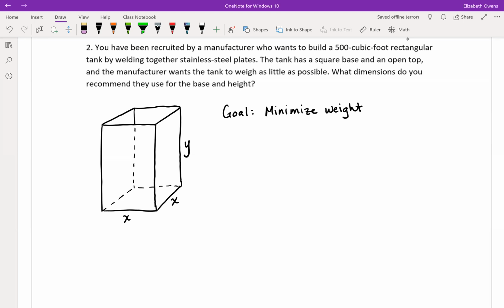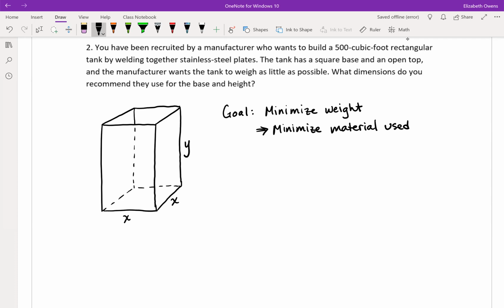So instead of doing that, let's think of how we can minimize weight in a simpler way. Thinking about the weight, you'd need to see how much stainless steel you are using. That's going to affect the weight of the tank, right? So if we're minimizing the weight, we could also think about that as minimizing the amount of material that we're using. Because if we use less stainless steel, then we're going to have a lighter tank.